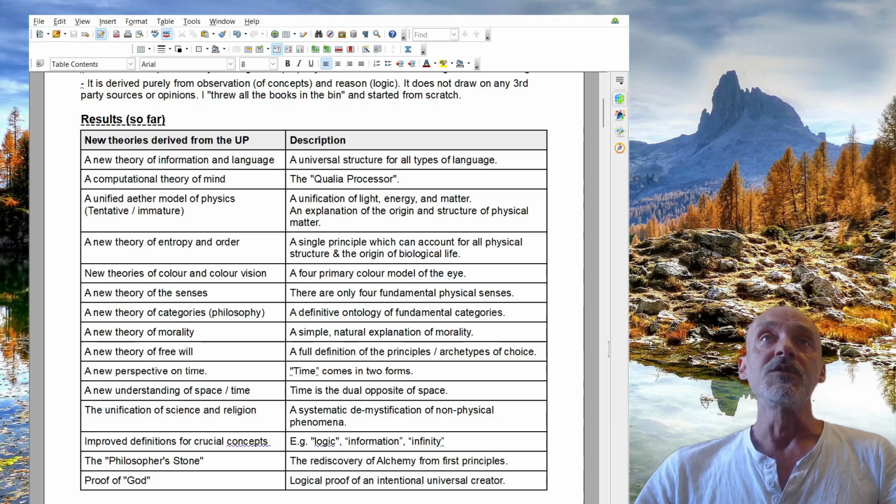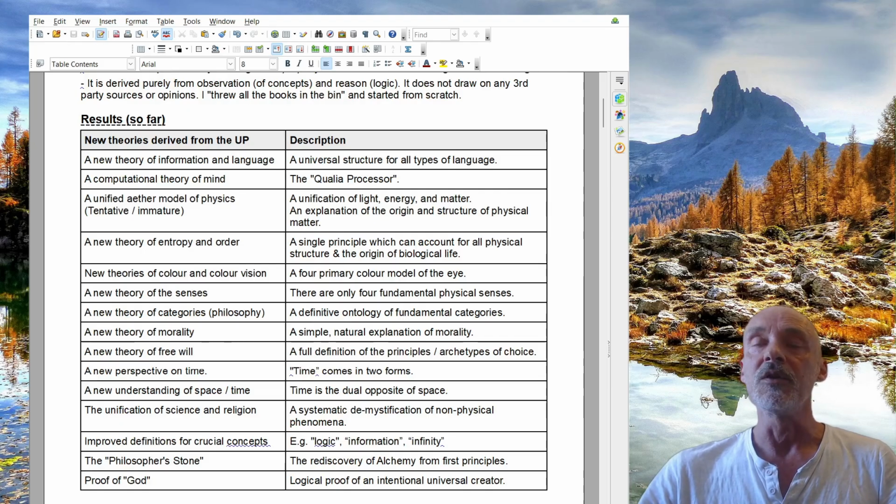So there's a number of new theories that are derived from the UP that I've written about in my book. The books are available for free from my website, and I'll link it in below. So the list of achievements so far include a new theory of information and language, a universal structure for all types of language. What this means in practice is I've been able to unify human and computer languages into a single schema. So I've been able to show that human languages and computer languages do actually share the same structure.